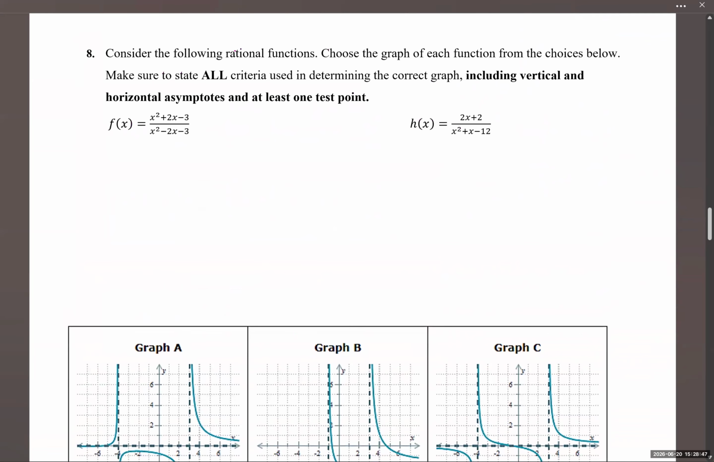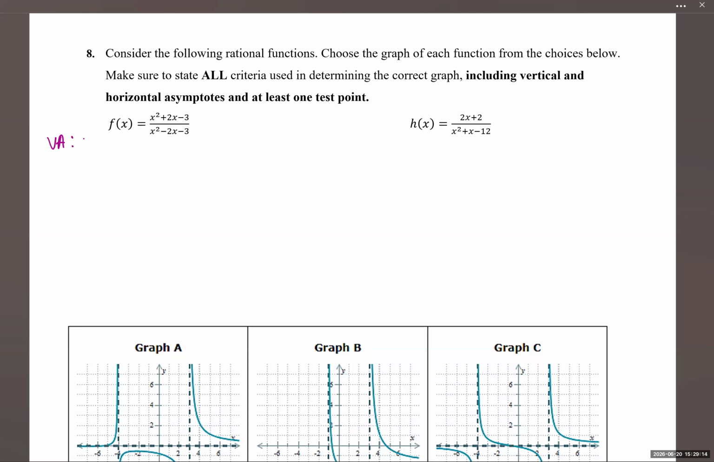Number 8, we're just matching the graphs of the rational functions with the actual graph of that function. We're not using graphing calculators, we're truly just using algebraic calculations for what we need. We need to justify our answers, so we need to calculate vertical asymptotes, horizontal asymptotes, and at least one test point. So let's go ahead and start with vertical asymptotes.